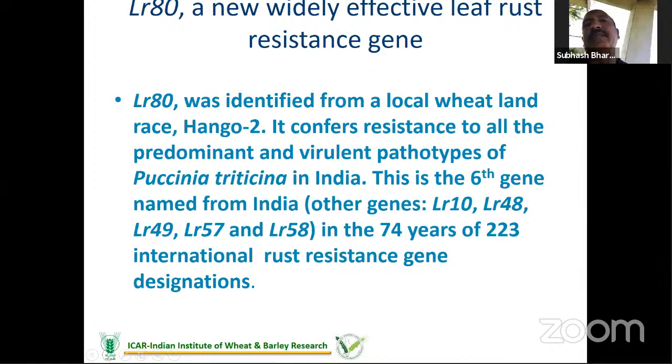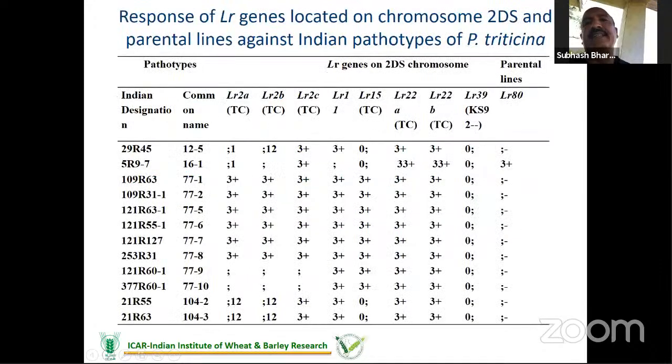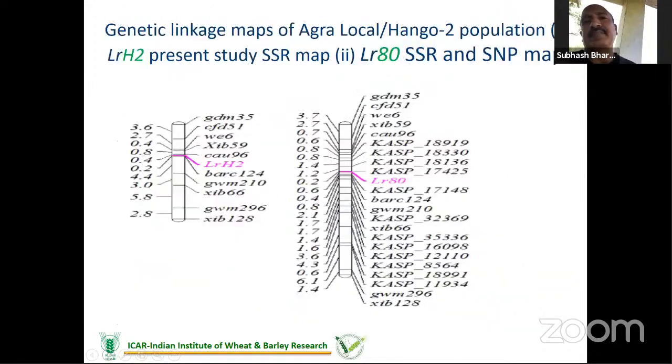It is a new gene that is effective against all the pathotypes of leaf rust in India and Australia, and it's the 6th gene in the history of 74 years of resistance gene designations, where we have designated 223 resistance genes. How do you differentiate this gene from other genes? It is resistant against all the pathotypes except 16-1, which does not infect bread wheat, but infects tetraploid wheat. That is the beauty of this gene.